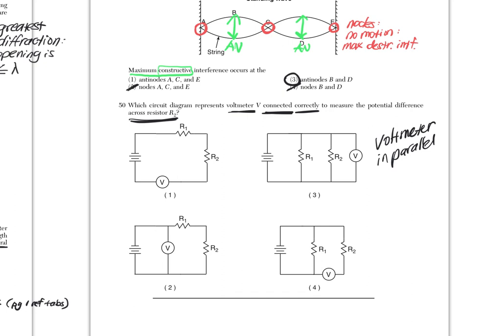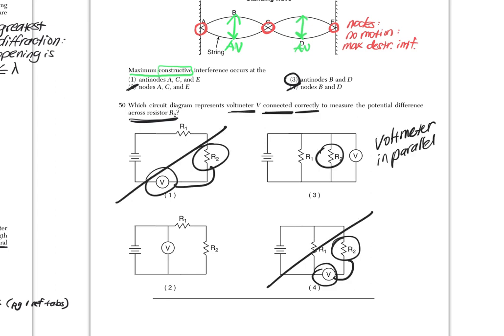So here we can find R2 in choice 1. Here's R2, but the voltmeter is holding hands in series, so it's not that guy. Voltmeter needs to be across it. Here again I have R2 with the voltmeter holding hands in series with it. It is not choice 4.